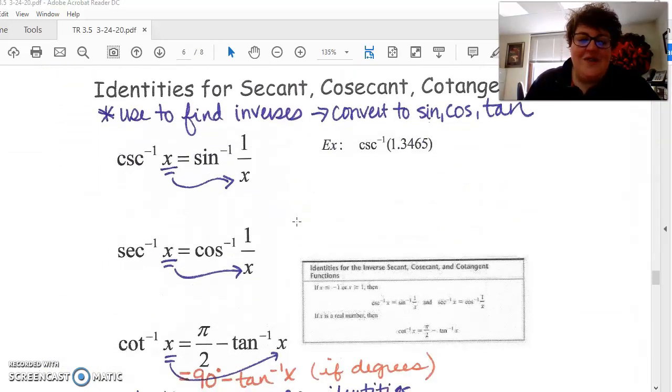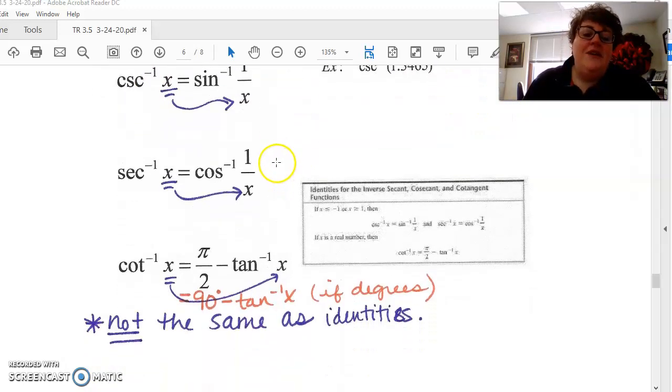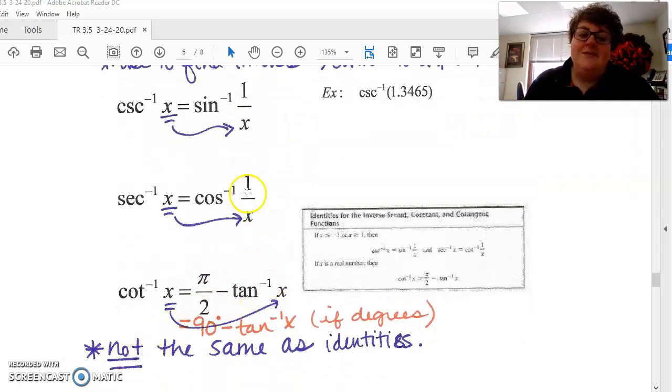Okay, so if you get cosecant, secant, and cotangent, the inverses of those, these are used to find the inverses, and what they do is they convert to sine, cosine, and tangent. Now, be very careful here because this is not the same as identities. When we do our identities, we know cosecant is 1 over sine of x. That is not this statement right here, or these three statements. So please make sure that anytime you have inverse cosecant, inverse secant, or inverse cotangent, go back to these formulas.